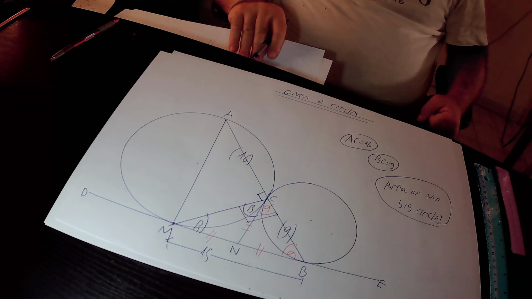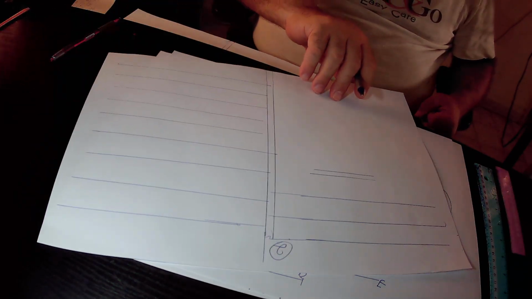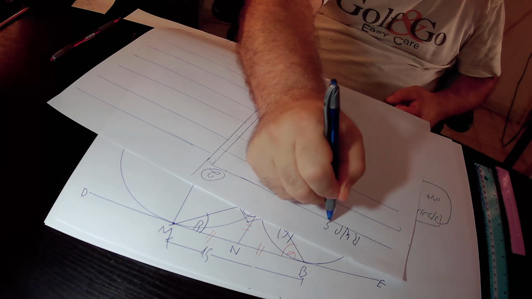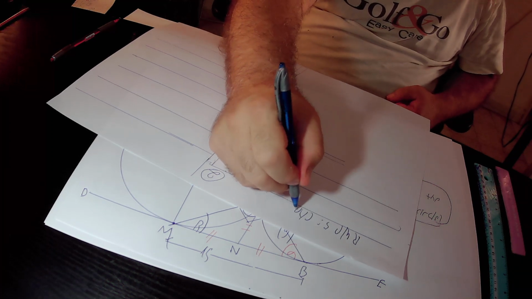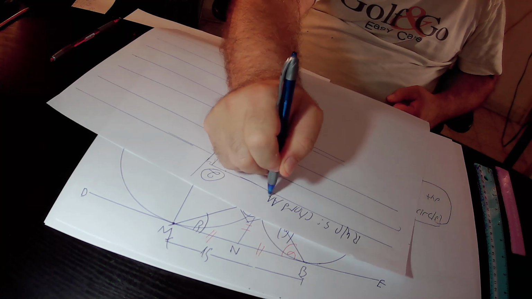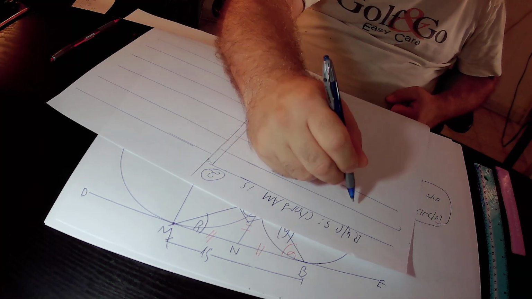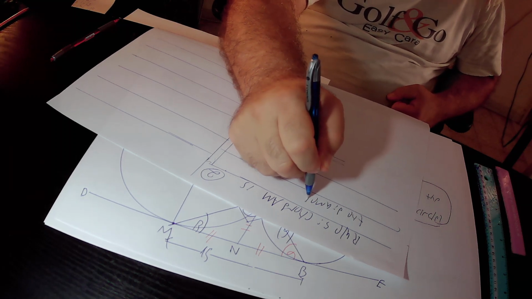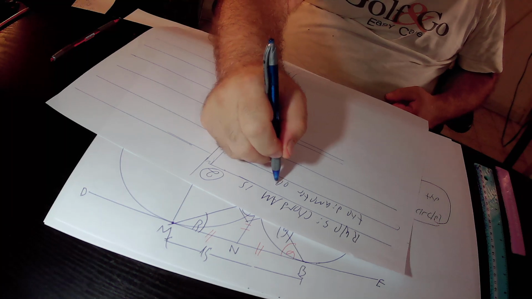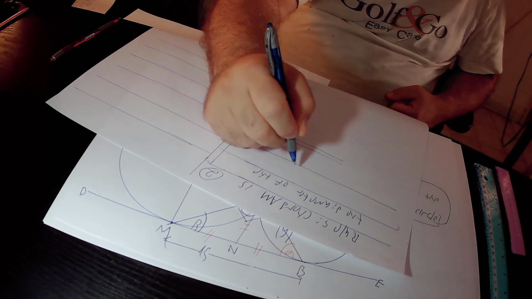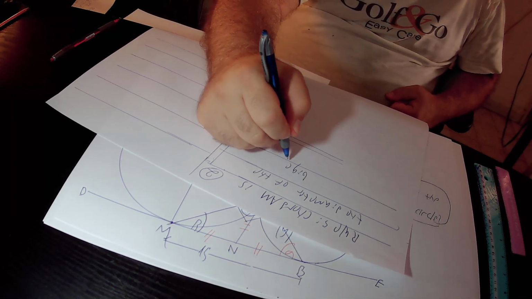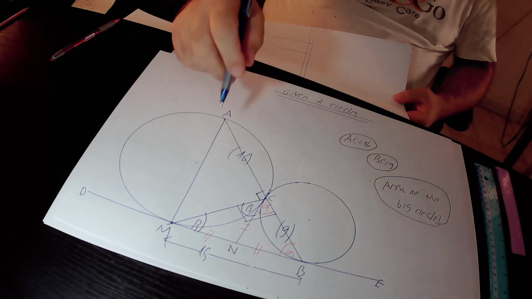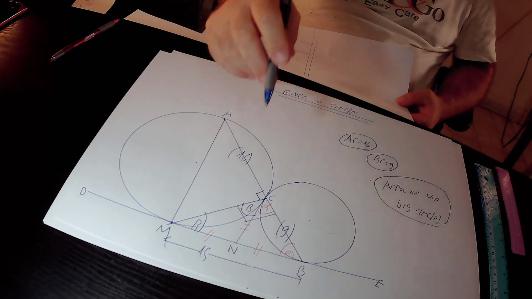So I'll write it down. According to rule 5, we actually found out that chord AM is the diameter of the big circle. And again, this is chord AM, that is the diameter of this big circle according to rule 5.